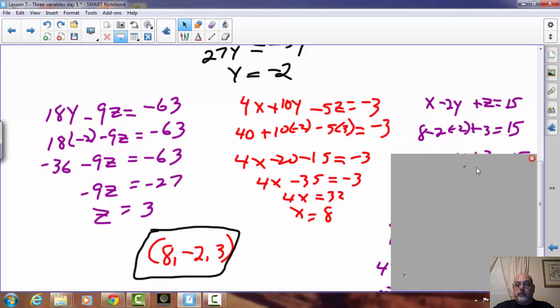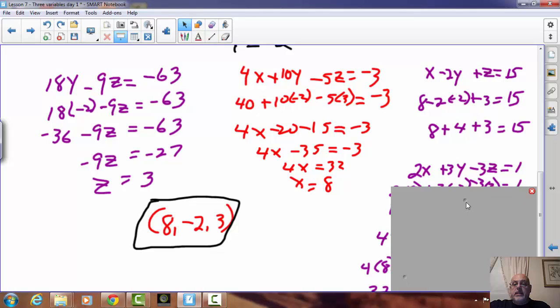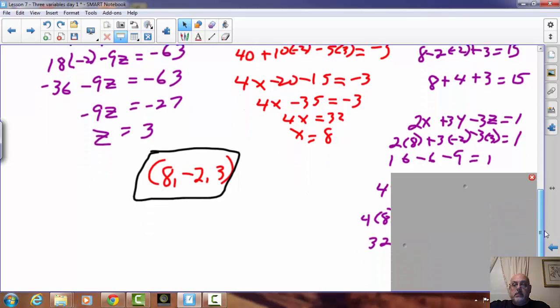So I start out with the first equation. 8 goes in for x, negative 2 for y, 3 for z. 8 plus 4 is 12, plus 3 is 15. So those three values check out in the first equation. So then I come down to the second equation. 2x plus 3y minus 3z equals 1. Again, 8 in for x, negative 2 for y, 3 for z. 16 minus 6 is 10. 10 minus 9 is 1. They work in that equation.